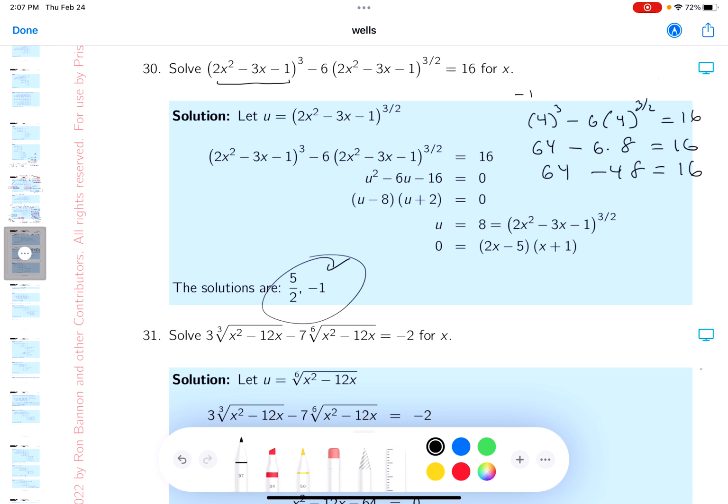I want to leave it as an exercise, something for you to do. Check to make sure that x equals 5 halves is the solution. How do you do that? You got to plug it in. See if it makes sense. Thank you.